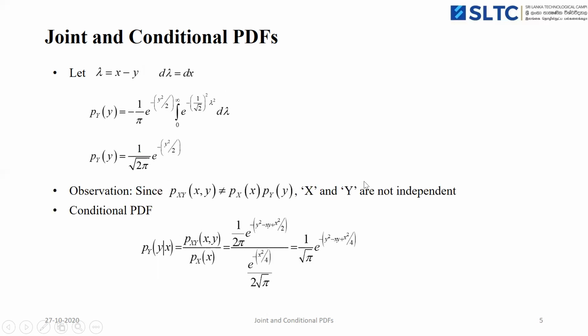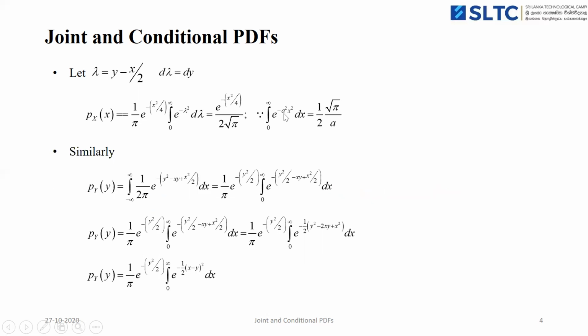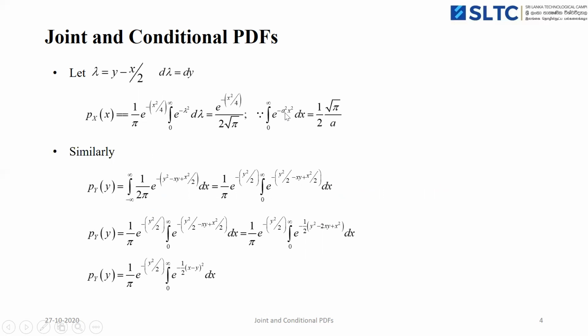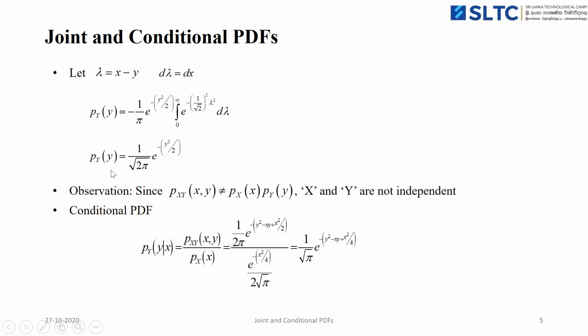For our convenience, we can rewrite it as (1 by root 2) whole square, because we need to apply the formula e power minus a squared x squared. That is why we write minus (1 by root 2) whole square lambda square d lambda. Then after substituting the formula, the integral from 0 to infinity of e power minus a squared x squared dx equals 1 by 2 root pi by a, we finally get the marginal PDF for the random variable y, which is equal to 1 by root 2 pi e power minus y squared by 2.